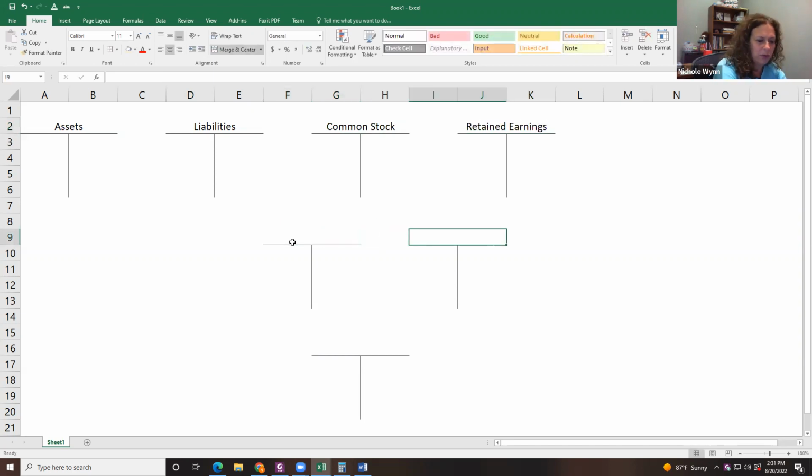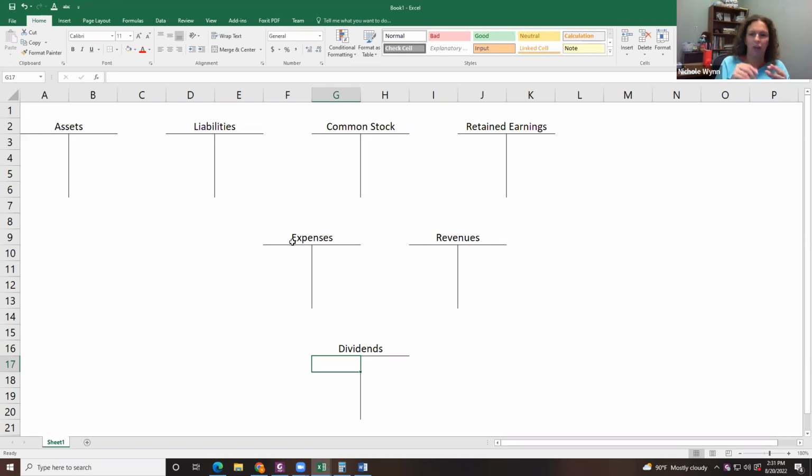And then this one's going to be revenues. Expenses over here and dividends over here. Now, these are all of the different kinds of accounts that we learned about in chapter 1. On the very first tab of chapter 1 homework, I gave you a list of accounts and asked you to tell me if it's an asset, a liability, an owner's equity, a revenue, an expense, or a dividend.